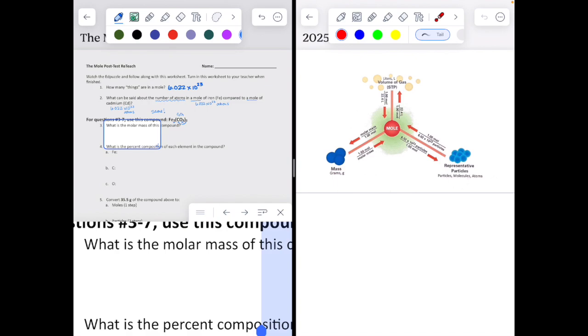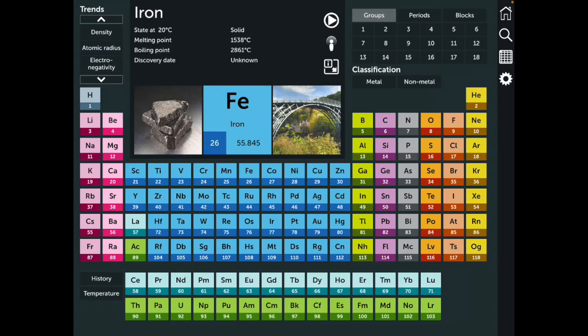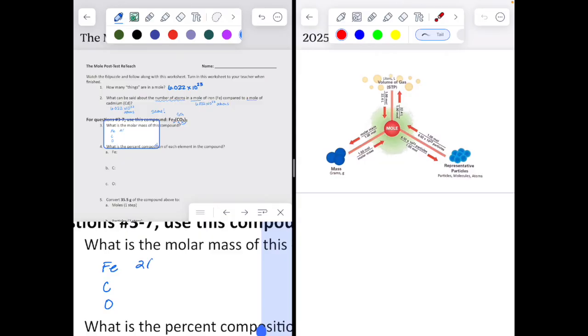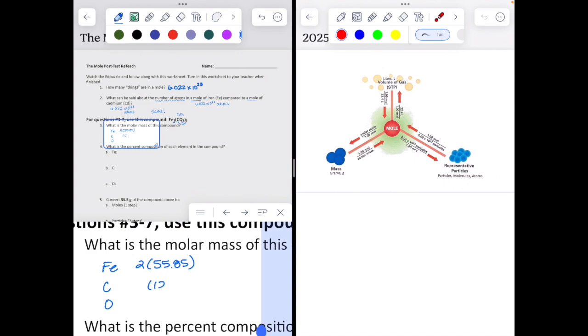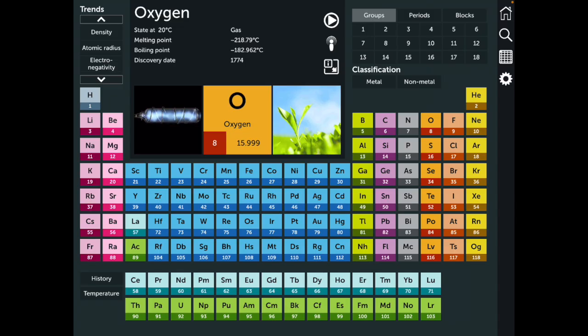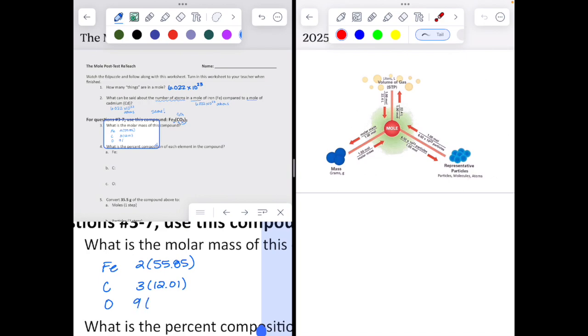So we need to look up the masses of iron, carbon, and oxygen. So iron, we're going to round this to 2 decimals. So 55.85, and I have 2 of them, remember? Okay, carbon, the atomic number is 6, but I'm looking at the mass. The average atomic mass is 12.01. Remember, we had 3 of those because of the number outside the parentheses. Oxygen, 15.999. We're going to round that to 16. And I had 9 oxygens.